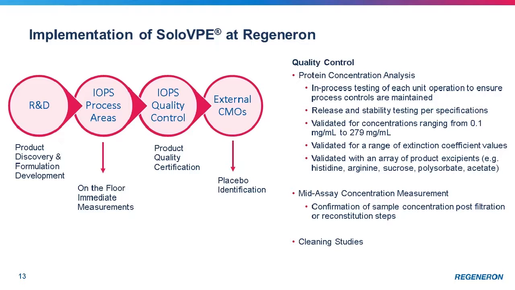To go more in depth in quality control, we have implemented protein concentration analysis for in-process, release, and stability testing. In-process samples are tested to ensure the process controls are maintained during the manufacturing of the monoclonal antibody. And release and stability samples are tested for specifications to ensure product quality and regulatory compliance. In QC, we have validated the SoloVPE method for a range of concentrations, all the way from 0.1 milligrams per milliliter to 279 milligrams per milliliter.